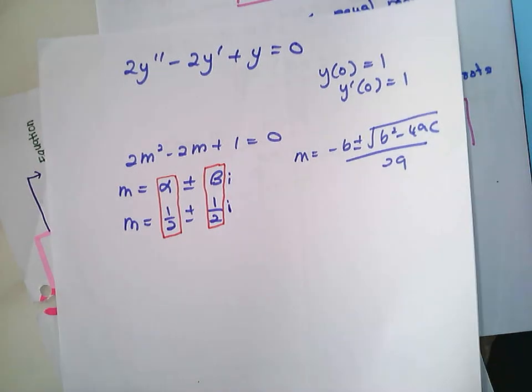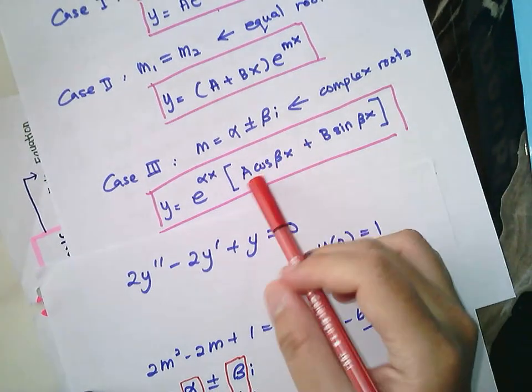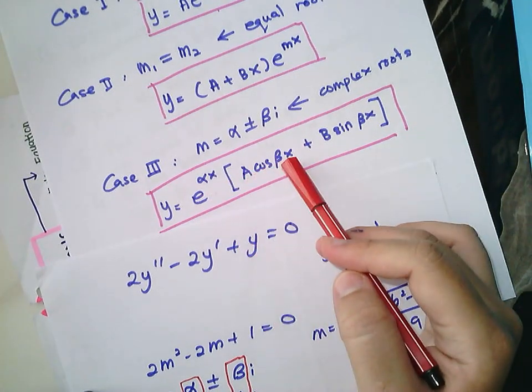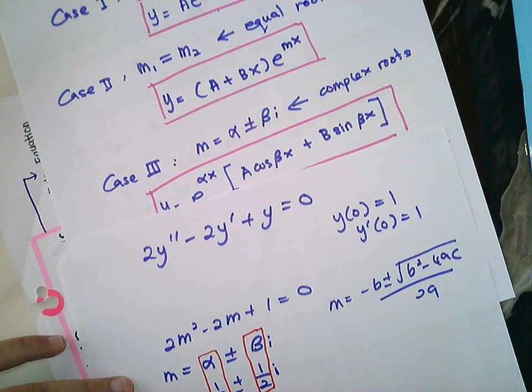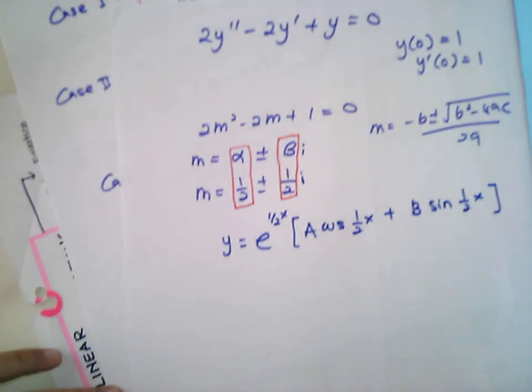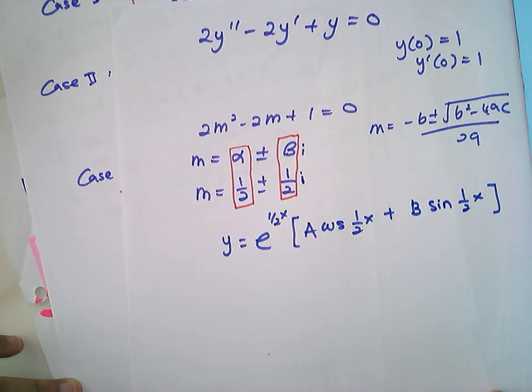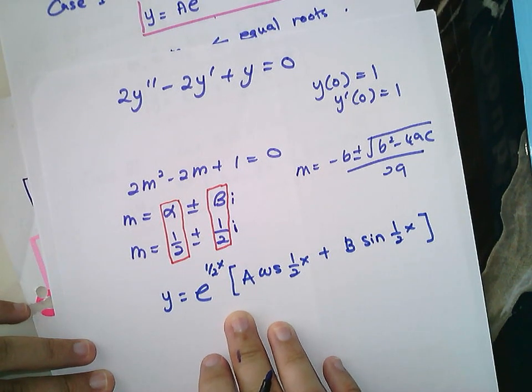So what is your general solution? Again, you can see here, y equals e to the power alpha x times a cos beta x plus b sin beta x. So your general solution now will become y is equal to e to the power 1 over 2x times a cos 1 over 2x plus b sin 1 over 2x. This one here. Well, this is your y. So now, again here you have to differentiate. Try to do it on your own to proceed with this one.